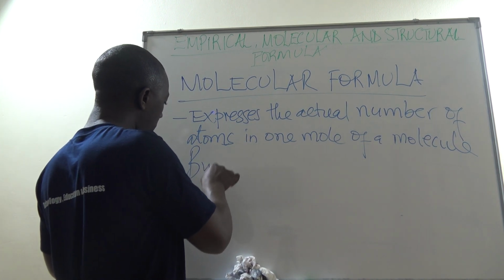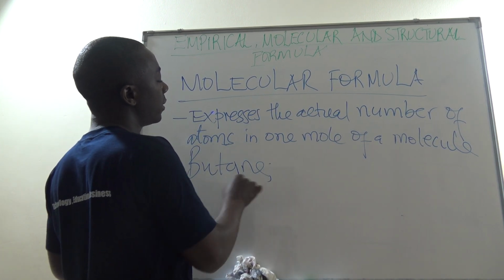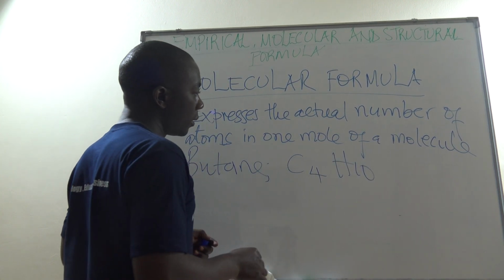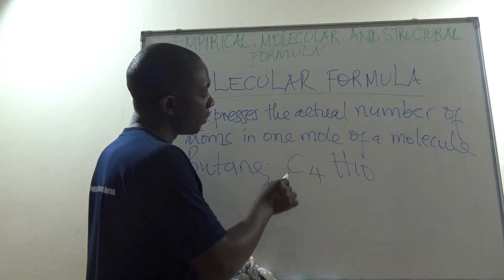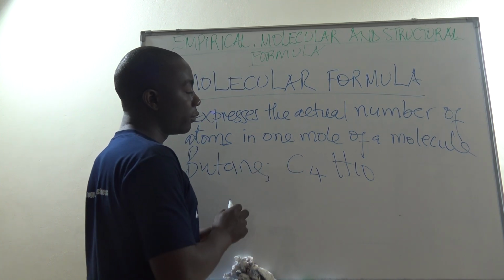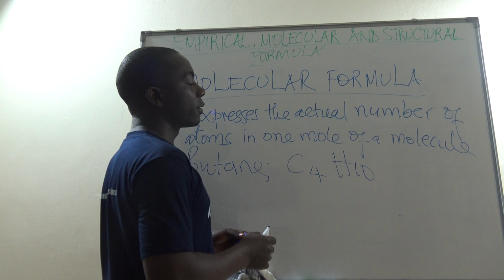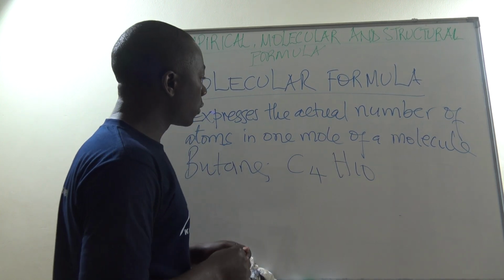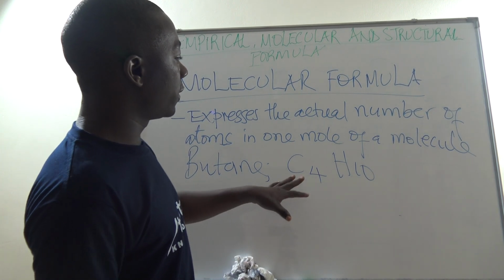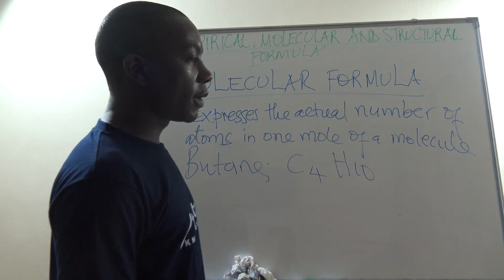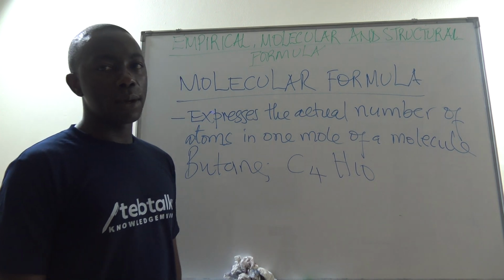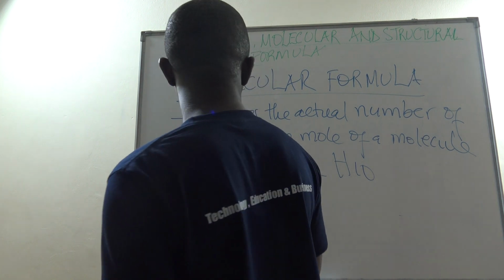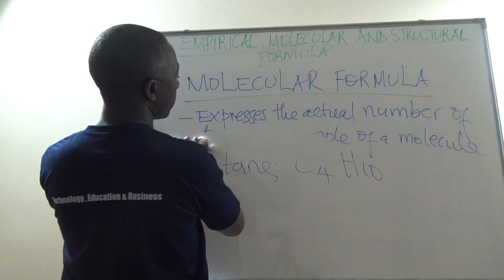In butane, remember I'm using butane as my case study. It is C4H10. So, the molecular formula means we have 4 carbon atoms in 1 mole of butane and 10 hydrogen atoms in 1 mole of butane. So, that total actual number of atoms in 1 mole of a molecule is what we refer to as the molecular formula. Now, we can advance to structural formula.